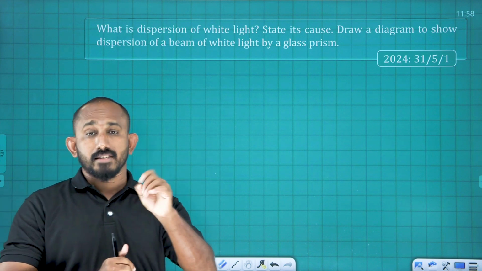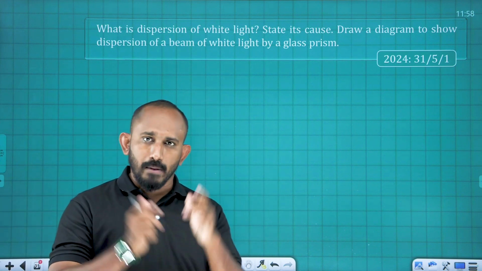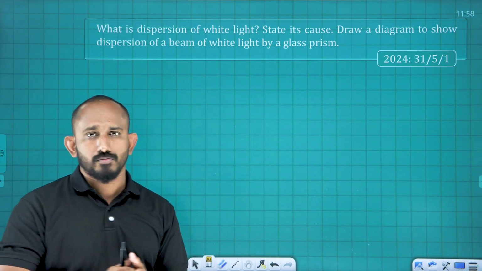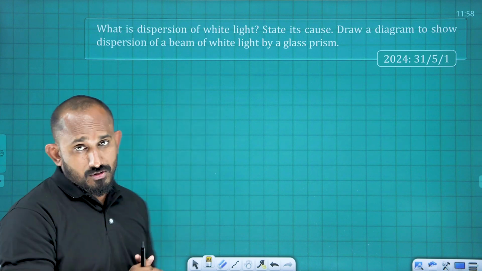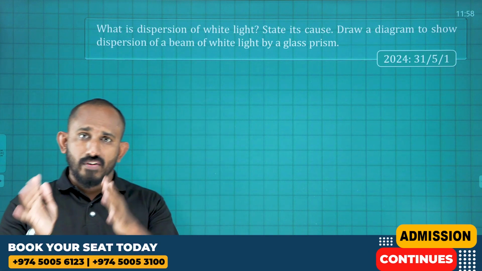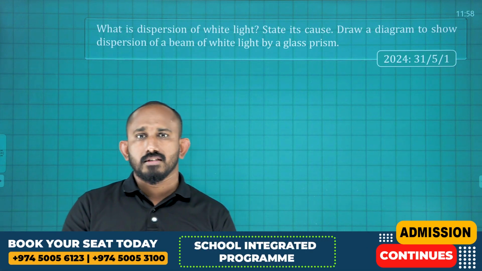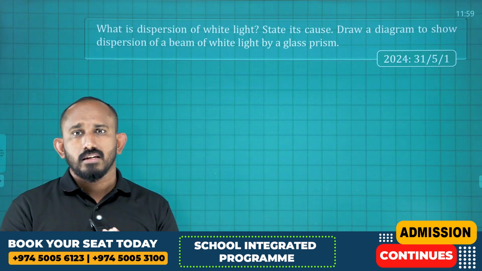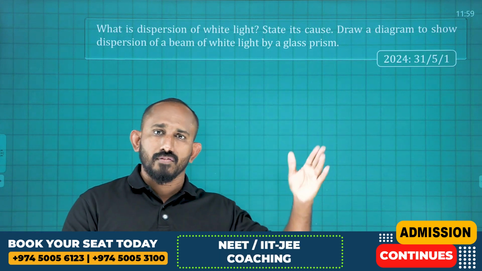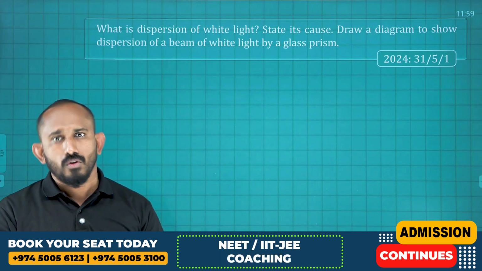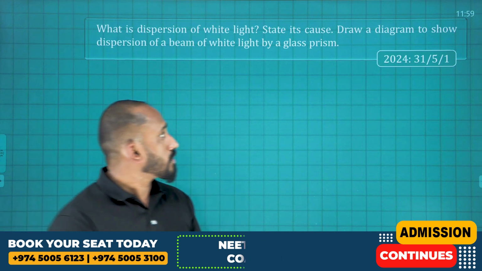Then dispersion: it is the splitting of white light while passing through prism-like material. Study its cause. The cause is already done. Different colors have different wavelengths and different refractive indices, so the speed changes and they deviate at different angles. All the causes are given in the previous question.